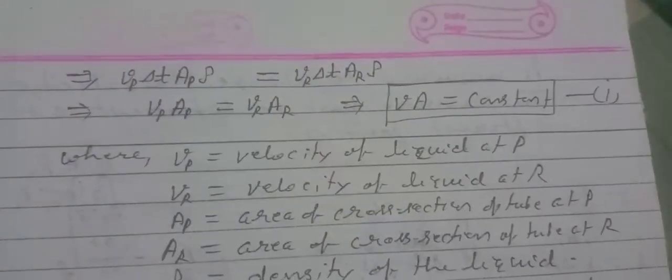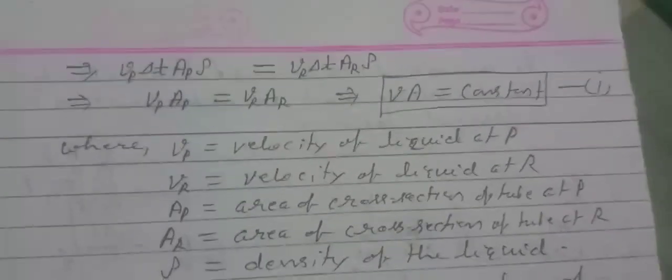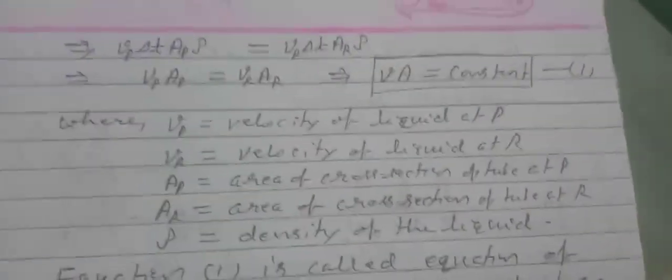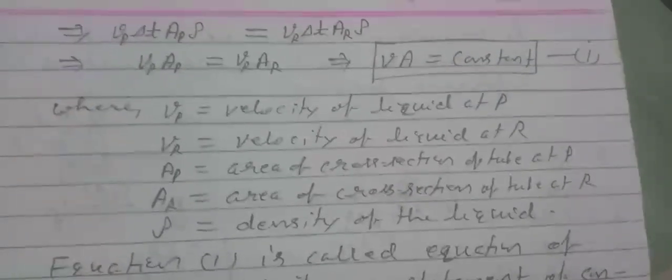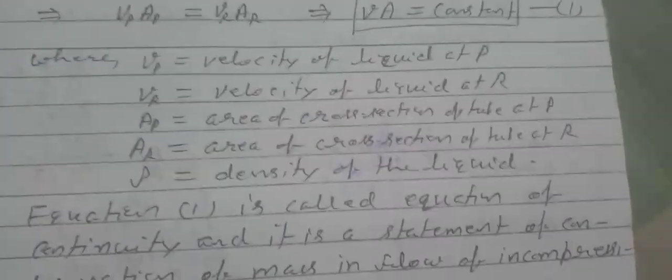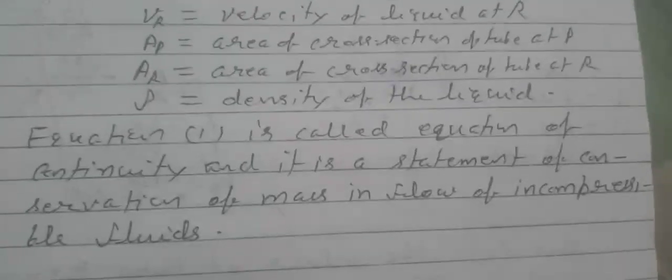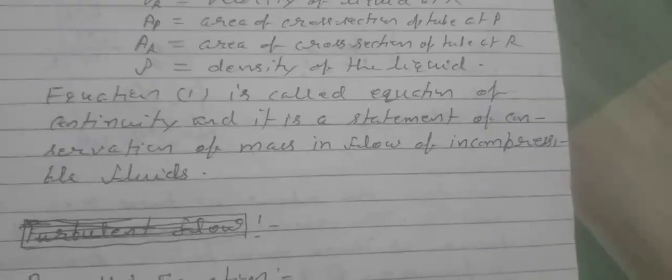Or we can write this as Av equals constant, that is, velocity into area in a tube is constant. Equation 1, where Vp is the velocity of liquid at P, Vr is the velocity of liquid at R, Ap is the area of cross-section of the tube at P, Ar is the area of cross-section of the tube at R, and rho is the density of the liquid. Equation 1 is called the equation of continuity, and it is a statement of conservation of mass in the flow of an incompressible fluid. Bernoulli's equation.